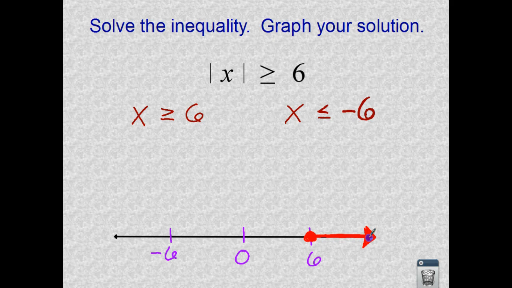And the arrow is important. And then including negative 6 and all values that are less than negative 6.